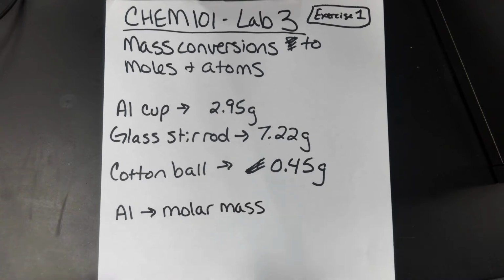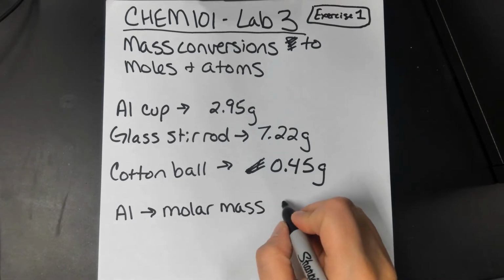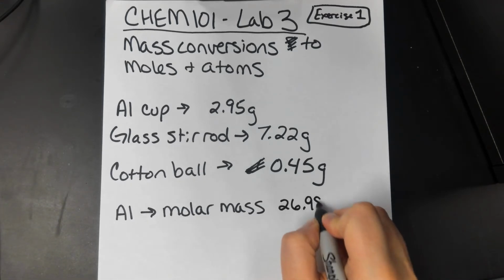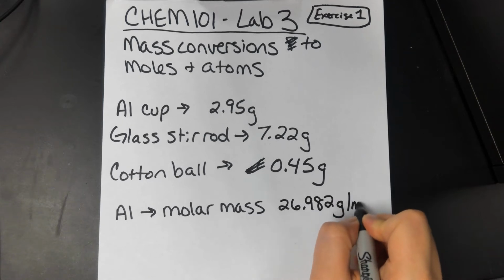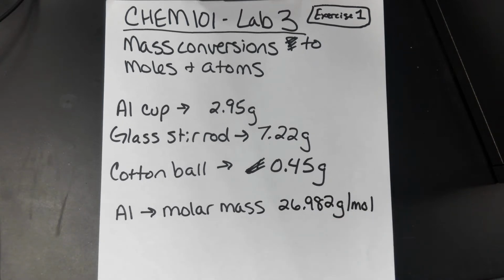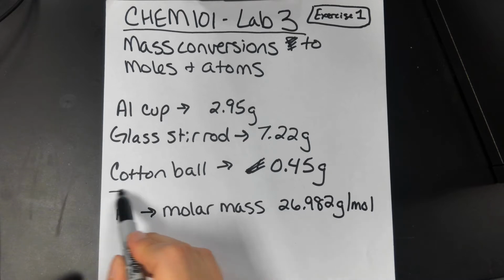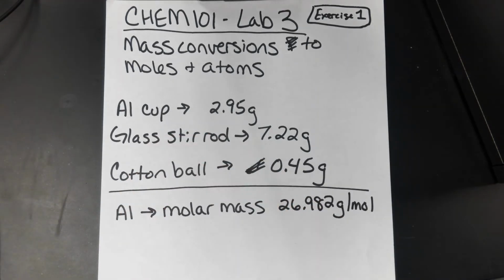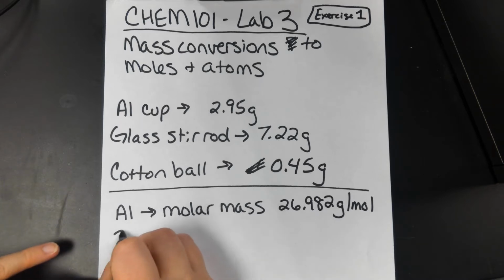All you have to do is look at the periodic table for aluminum, and you'll see that aluminum weighs 26.982 grams per mole, right? So we'll do aluminum first. So I found the molar mass. That was one of their questions, right? And I found the mass of my sample. Now I need to find the moles of my sample.